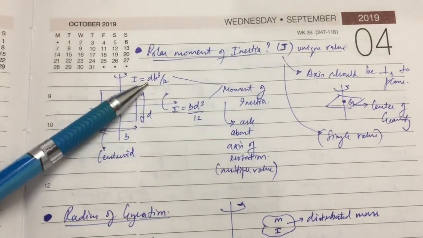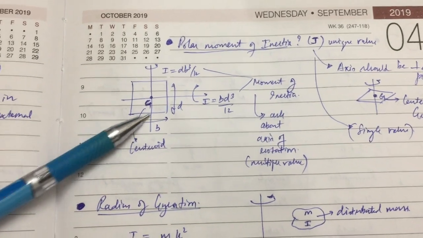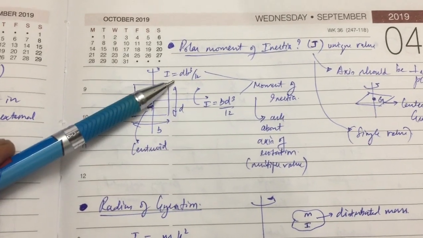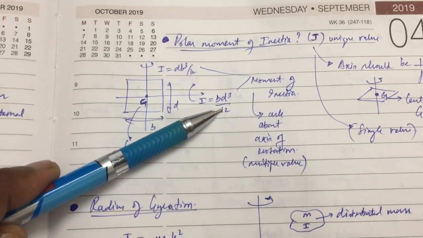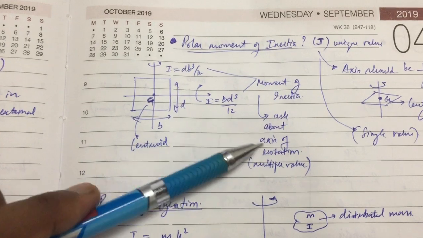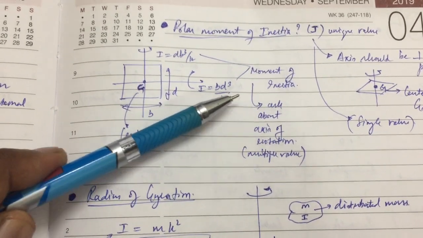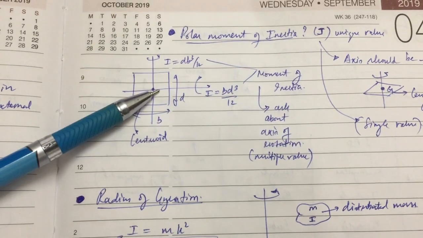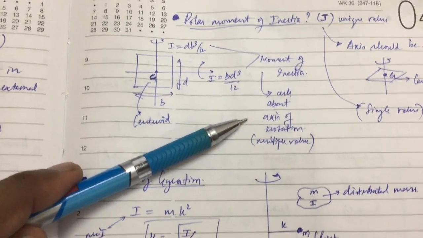To find the moment of inertia, we can calculate it along different directions. For this one, I is equal to d b cube by 12, and for this I is equal to b d cube by 12. So when they ask what is the moment of inertia, we need to ask about the axis of rotation.